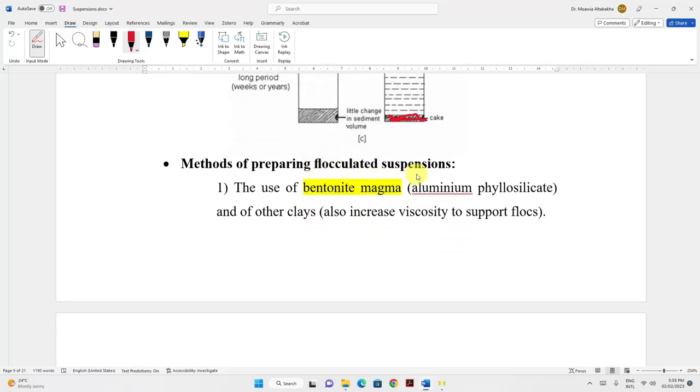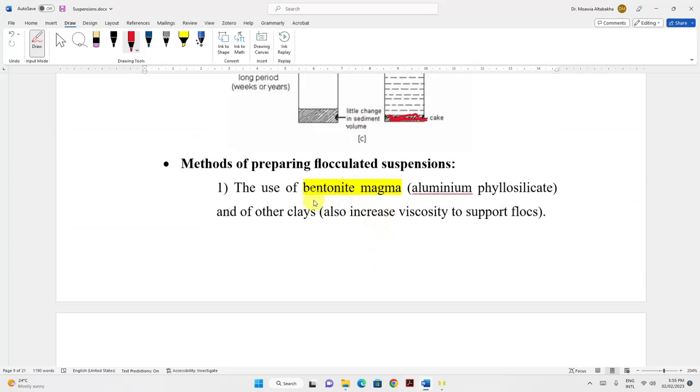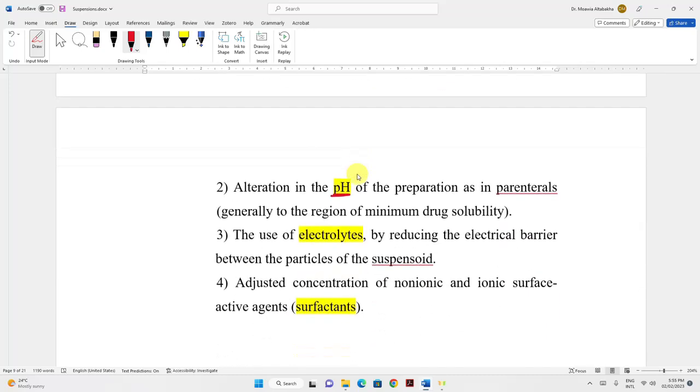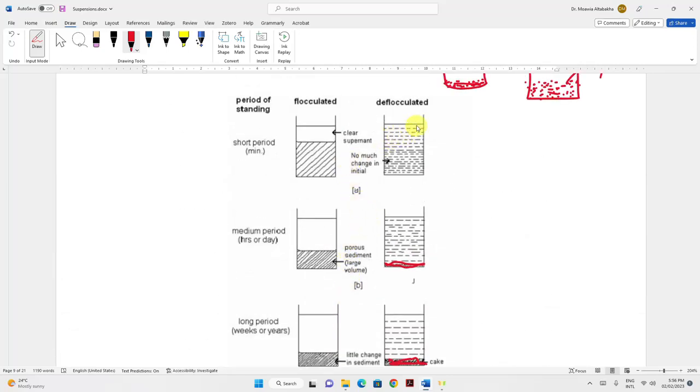Okay, how can I prepare a flocculated suspension? One of the ways is to add bentonite magma. These are like clay, okay? It's made of aluminium phyllosilicate. The other way is to adjust the pH. They found that, especially with parenterals, because I cannot add bentonite magma in parenterals, I cannot do that. So in this case, I will alter the pH, and I will make the pH where the drug has the minimum solubility. You know that pH can affect solubility. So you put the pH where the drug has minimum solubility. Another way is to add or use some electrolytes. Why? Because you know the particles, they don't get to each other.